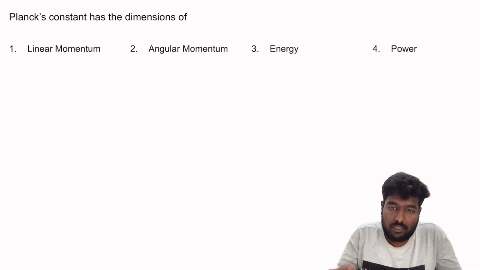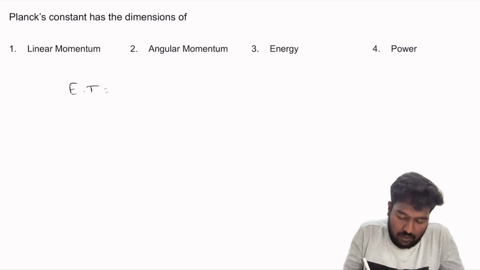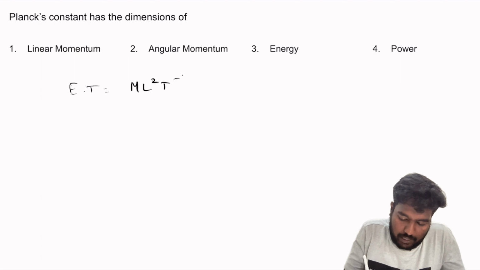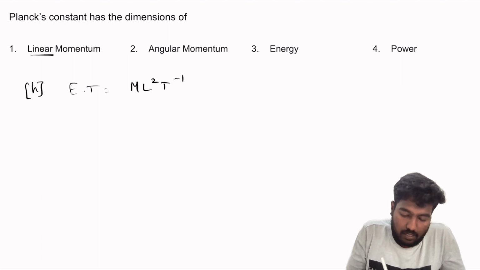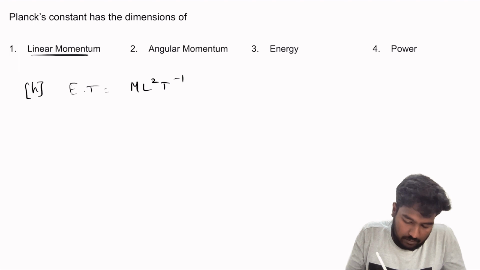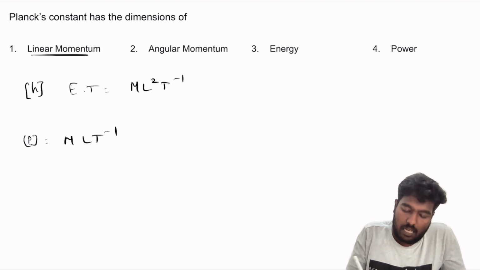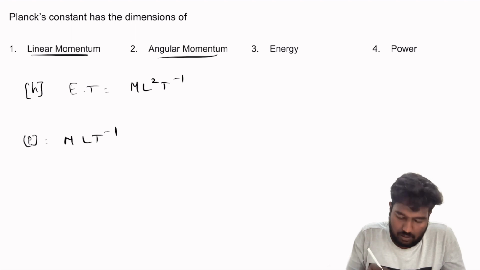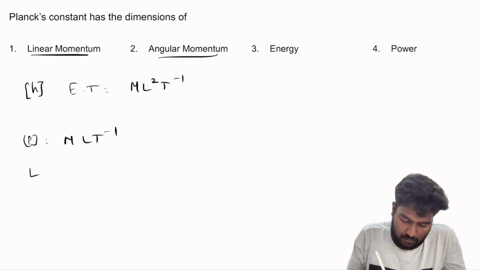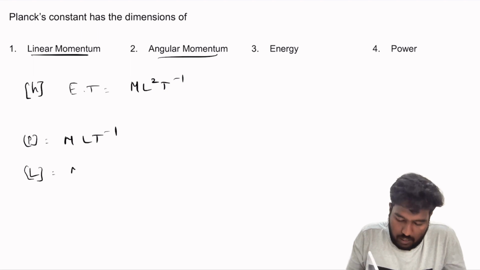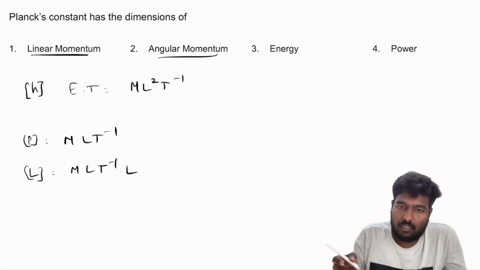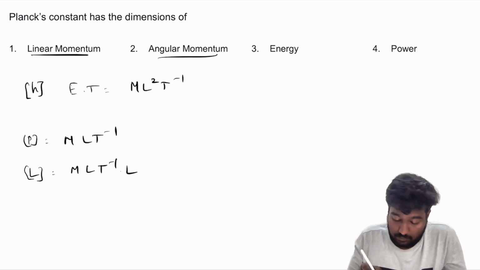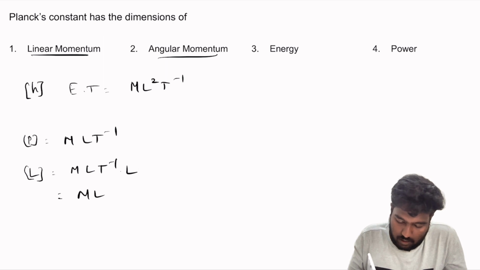Yes, Planck constant has the dimension of. So what's the Planck constant dimension? As we have seen, it's energy into time, which is ML square T power minus 1. Okay. So linear momentum is mass into velocity, so ML T power minus 1. Angular momentum has the same dimension as moment of inertia, mass into distance square, or mv into r. So ML T power minus 1 into L. So ML square T power minus 1.